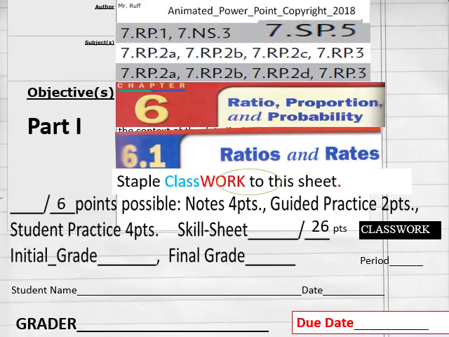6.1, ratios and rates. Here's all of the standards for this. It covers a lot of different standards, too many to mention, actually.